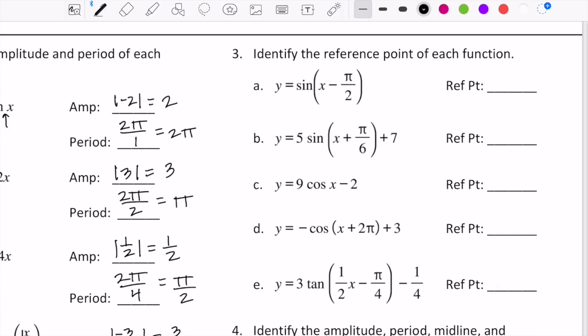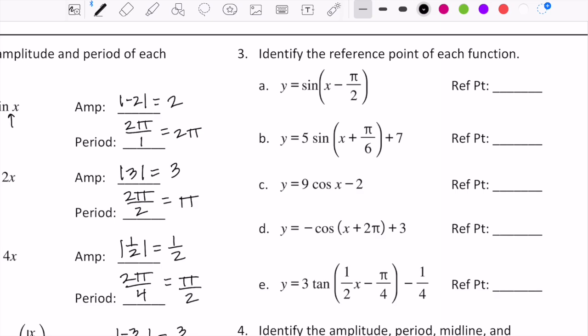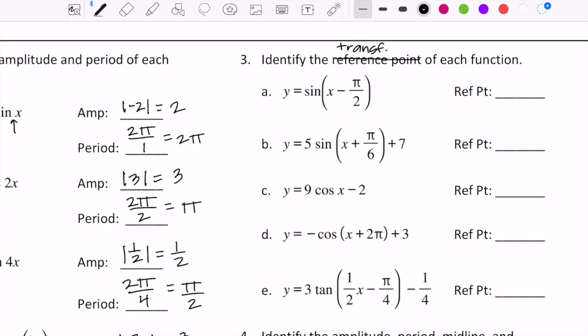We are identifying the transformations, not reference points. Again, we're going to do transformations. Okay, so with these, the way that you do the transformations is whatever is in parentheses, you set it equal to 0, and then get the x by itself. So we're going to have x equals pi over 2. So that's just going to be right pi over 2. And there's no vertical transformation, so that's all we have to write for that one.